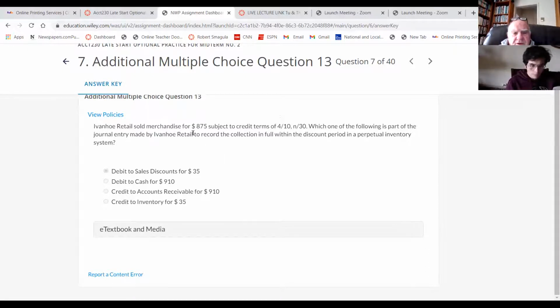So they sold merchandise for $875. Well, we know we're not going to credit inventory for anything. We're not going to credit accounts receivable for $910. We're going to credit it for $875. So the answer is clearly $35. That's $875 times 0.04, okay?